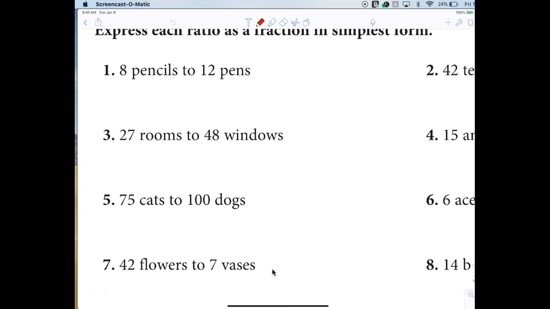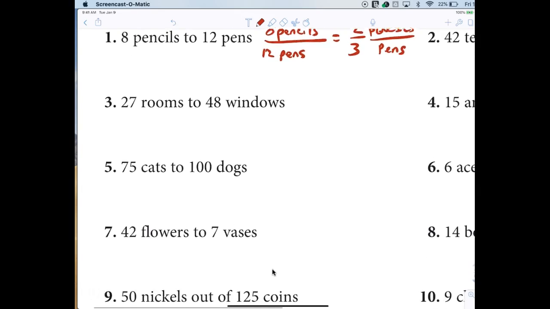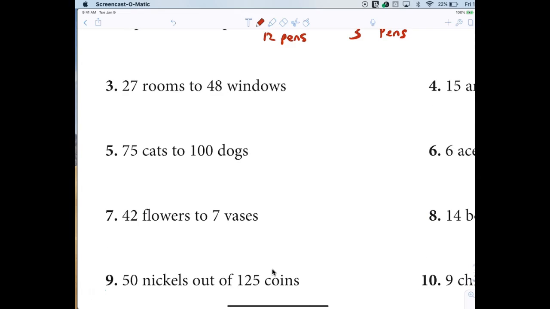So 8 pencils to 12 pens. Again, we're just going to write 8 pencils to 12 pens. Are we allowed to reduce? Yes. But can we cross out the pencils and pens? No, because they're different technically. So we'd reduce that down to what? That's exactly right. So we'd say 2 over 3, and then pencils over what? Pens.